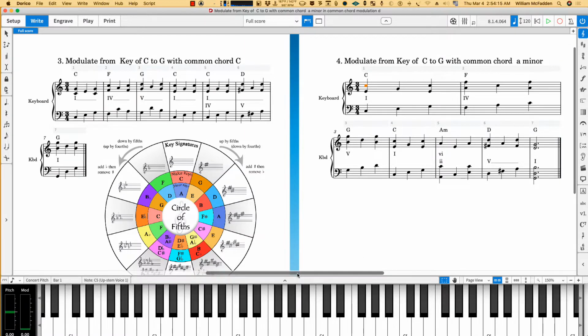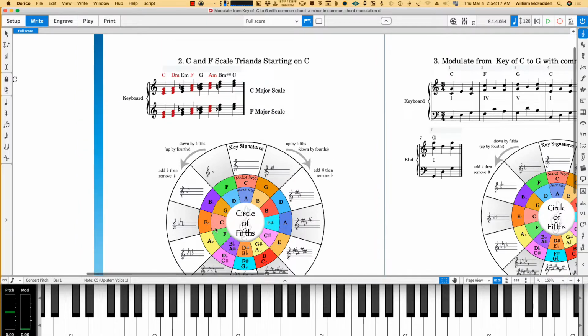So the next example we'll look at is comparing the C and the F scale, which are closely related. The idea of being closely related means they're close together on the circle of fifths chart. Notice that C is very close to G, which we just looked at. There's only 1 sharp in G and no sharps in C.